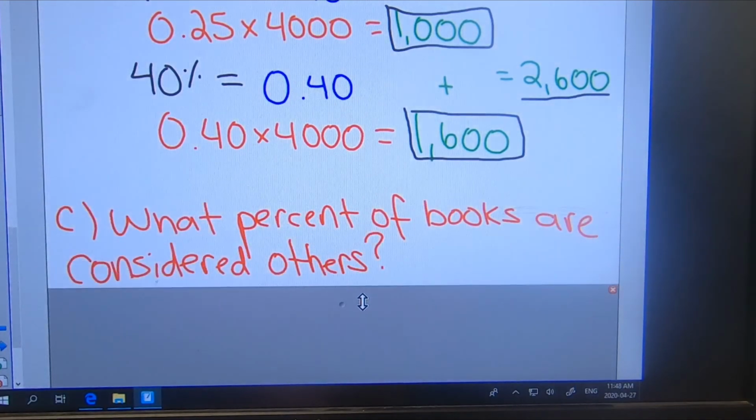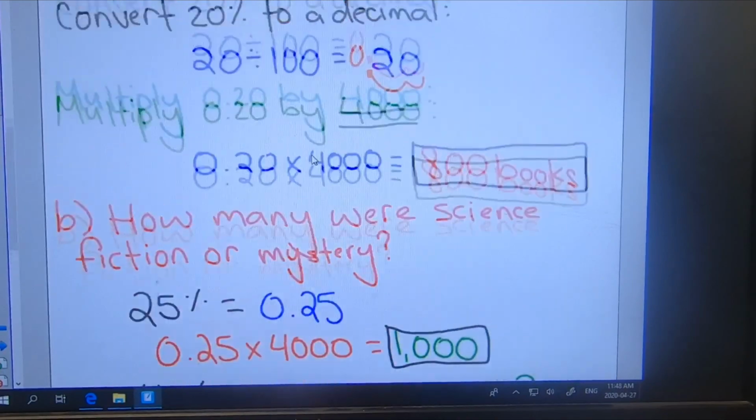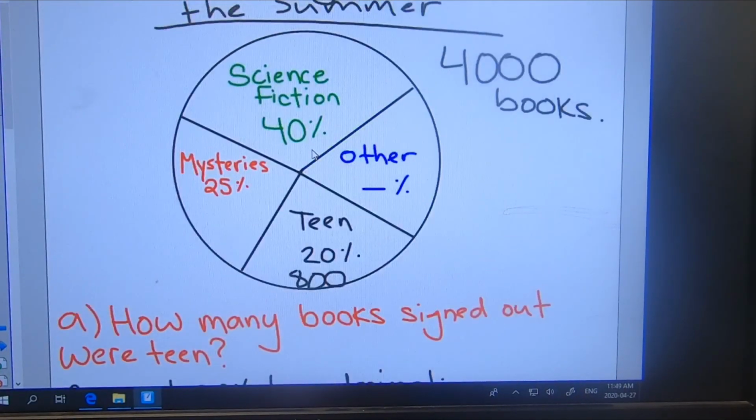And our last question, what percent of books are considered others? Well, for this one, we just need to look at our graph. Remember, graphs are out of 100%, so all of these need to equal 100%. So we had 40% plus 25%, and that gives us 65, plus 20 is 85%. So what's missing here is the difference between 85% and 100, which is 15%.